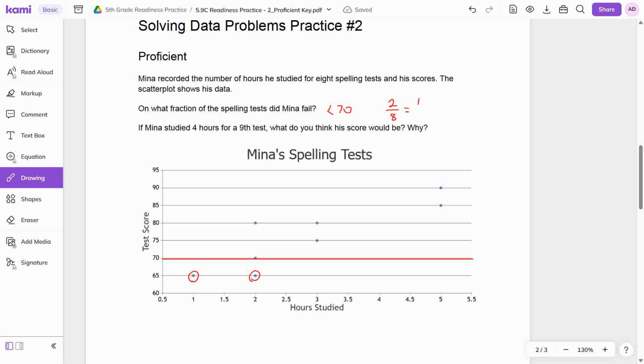And we're going to get 1/4. All right, so you can say 2/8 or 1/4 of Mina's spelling tests he failed. Now, if Mina studied for 4 hours for the ninth test, what do you think his score would be and why?